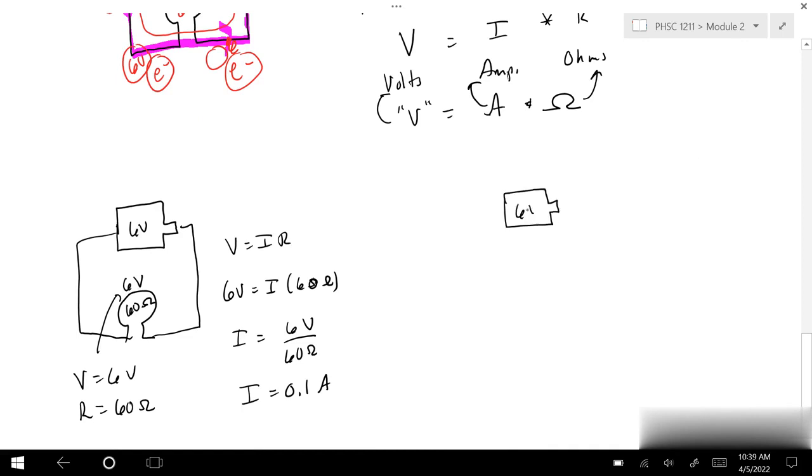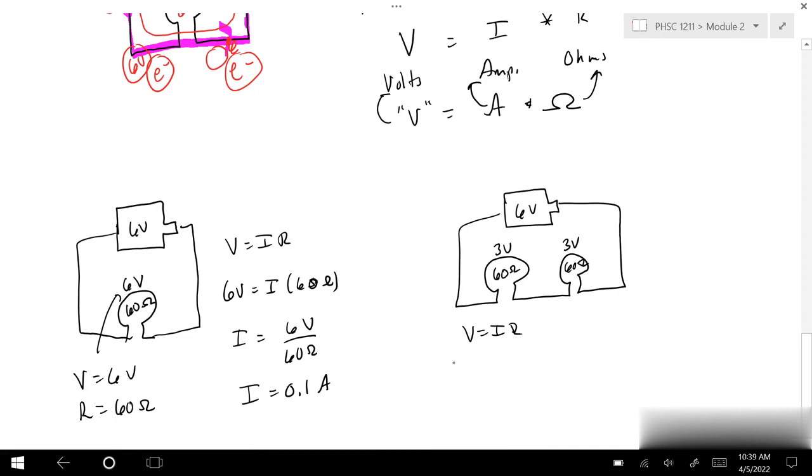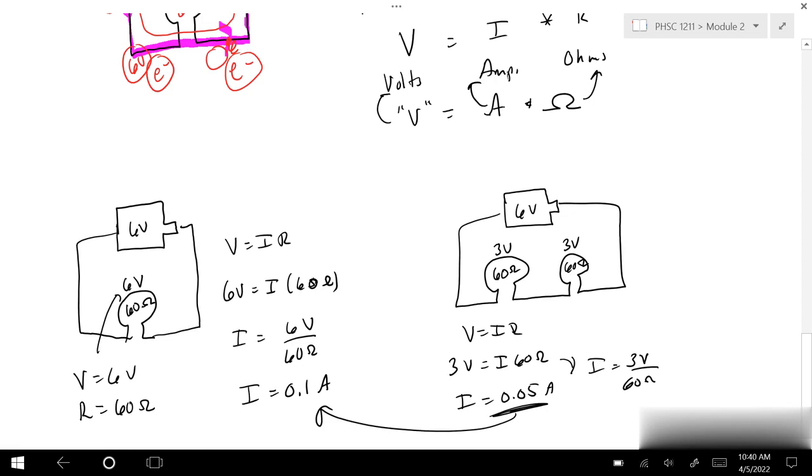Well, let's do one that's similar, 6 volts. Let's do the double one. So we know that if this is a 60 ohm, we went back, we know that this is 3 volts here and 3 volts here. So if I do V is equal to I times R, I get 3 volts is equal to I times 60 ohms. So my I is equal to 0.05 amps. Let me back up. I skipped a step here. Sorry about that. I is equal to 3 volts over 60 ohms. And this is half of this.